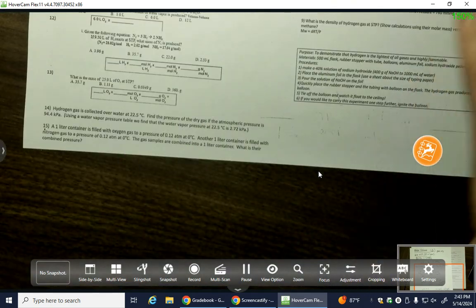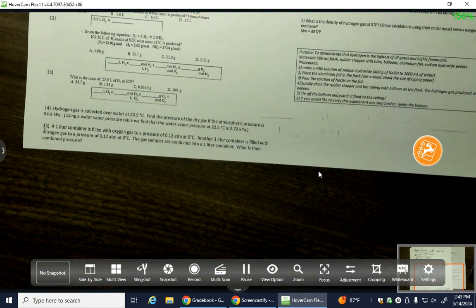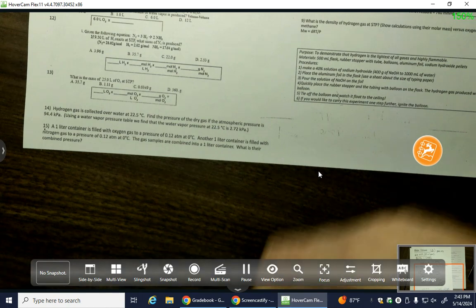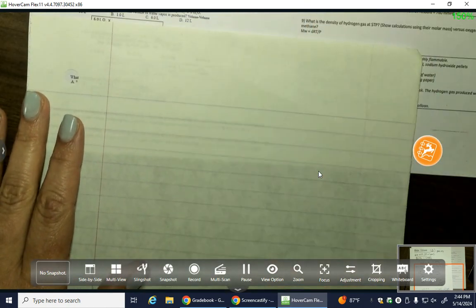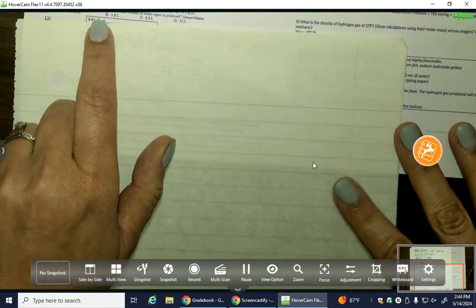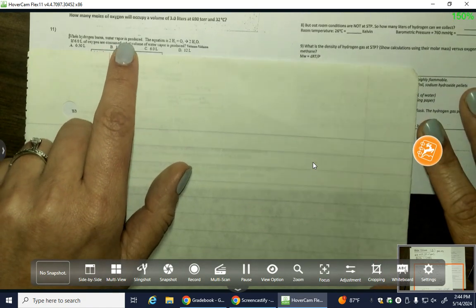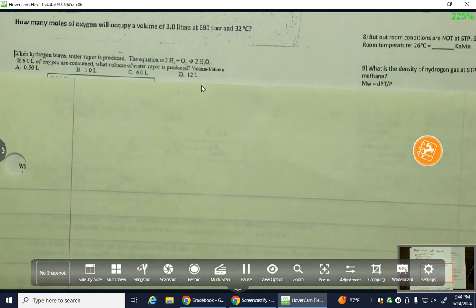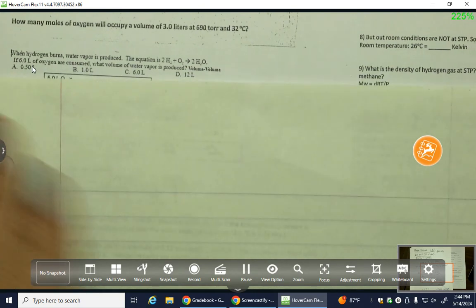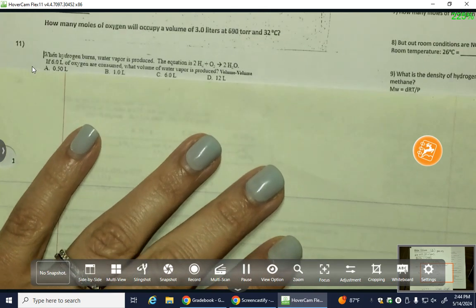So looking at number 11, we basically have the scenario of: when hydrogen burns, water vapor is produced. So the equation is 2 hydrogens plus some oxygen gives us 2 moles of water. So if 6 liters of oxygen are consumed, what volume of water vapor is produced?